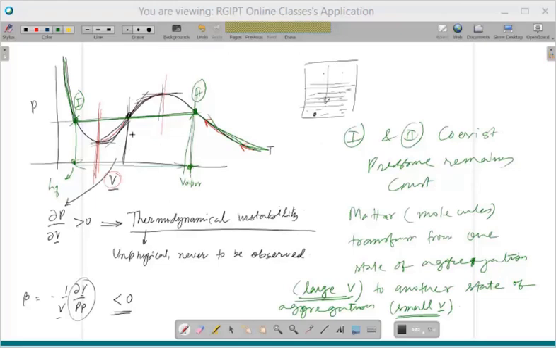So now what happens is the actual curve that is observed experimentally is if you start to compress the pure component. Okay, this is from thermodynamics, of course. So we are going to follow like this.